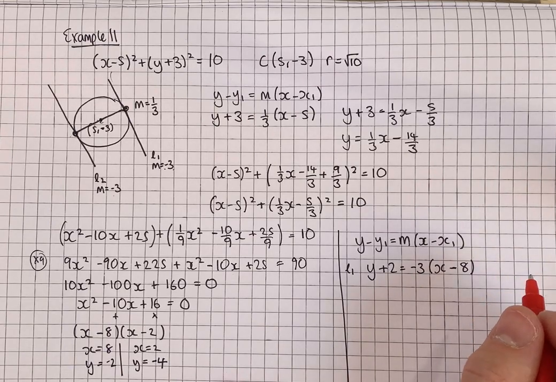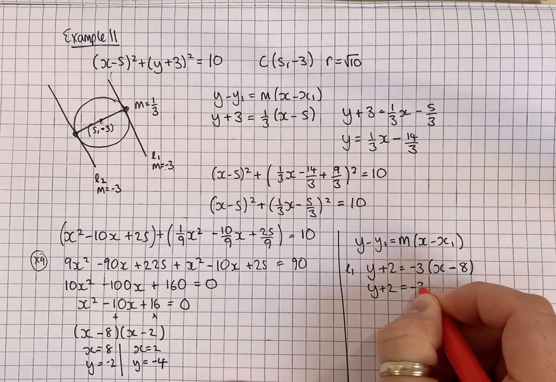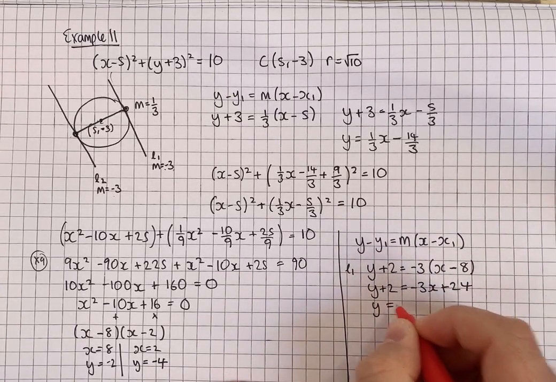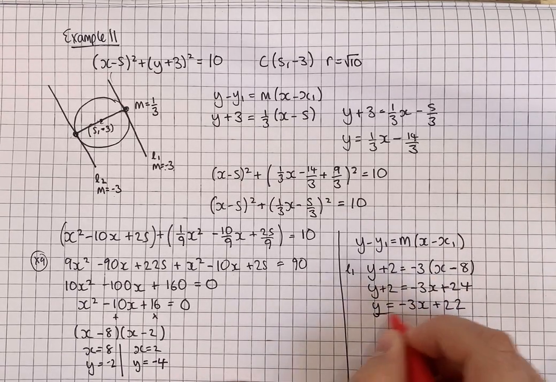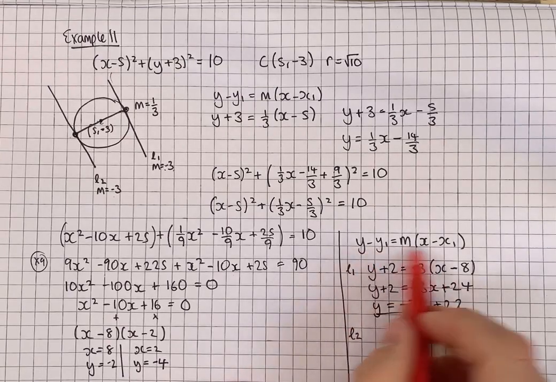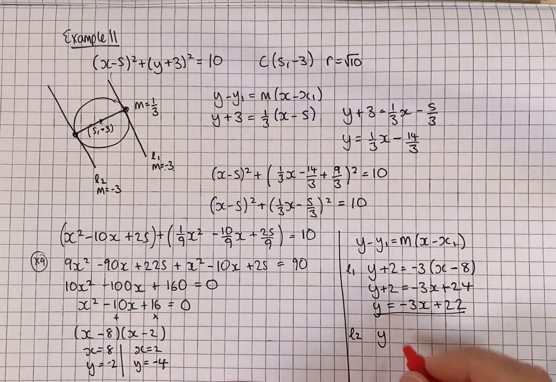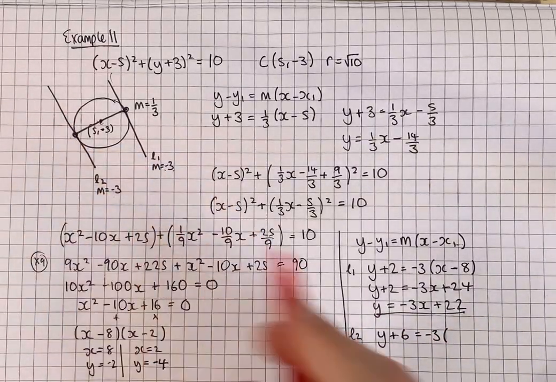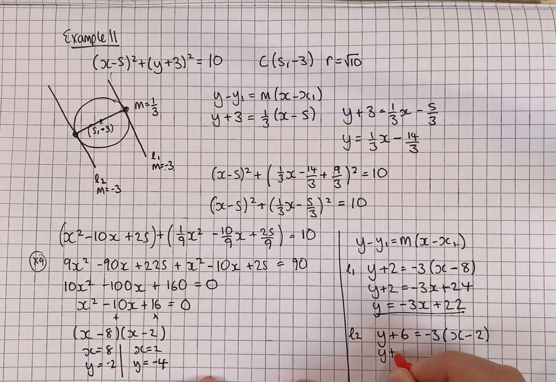Just checking the question, it wants it in the form y equals mx plus c. So y plus 2 is minus 3x plus 24. Y equals minus 3x plus 22. Onto L2, using the same equation. Y plus 6 equals minus 3, because both of them obviously have a gradient of minus 3, x minus 2. Expand the brackets.